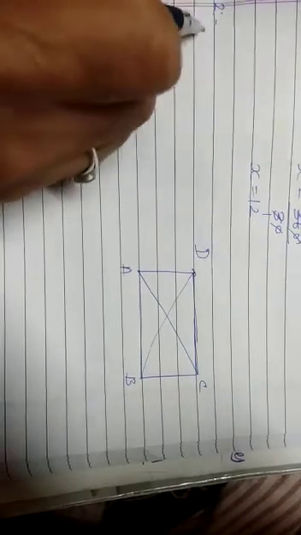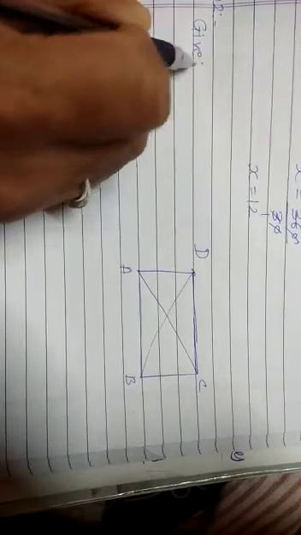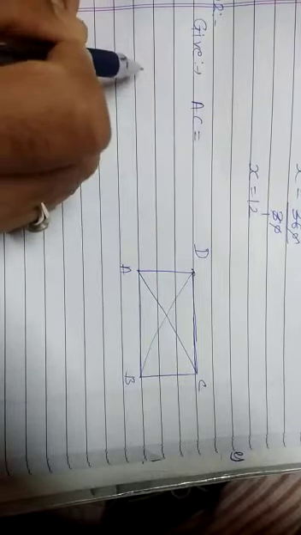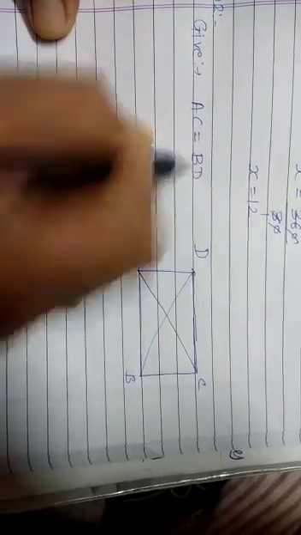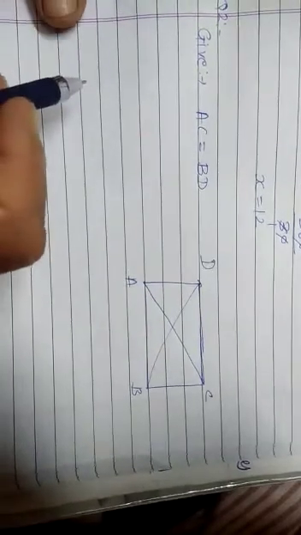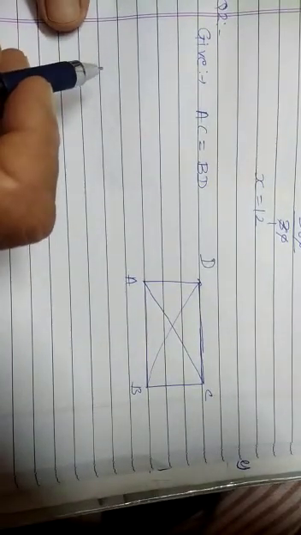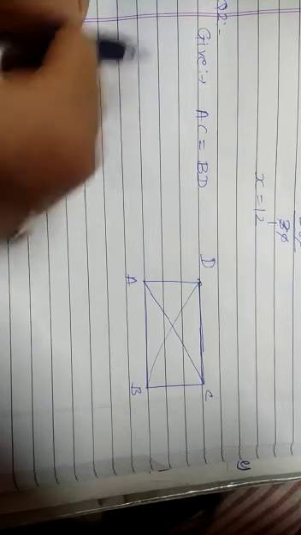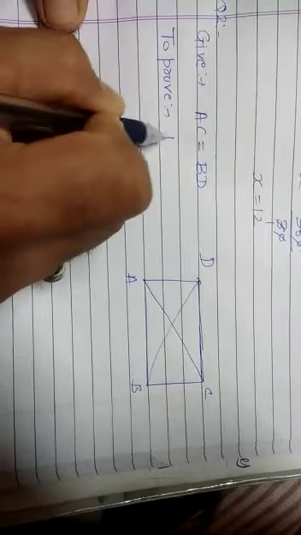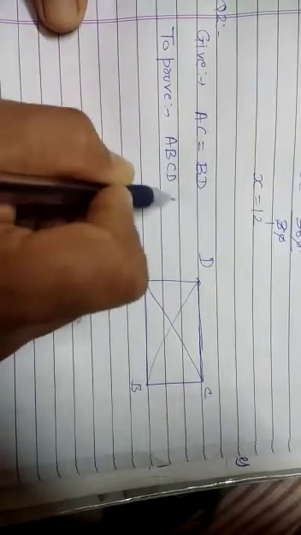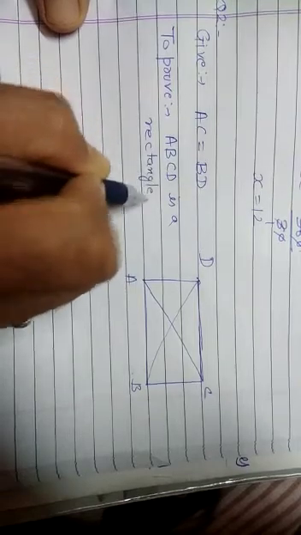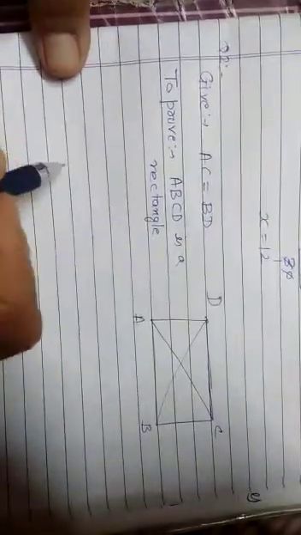Given: AC equal to BD. Diagonal AC is equal to diagonal BD. Now, what do we have to prove? To prove: ABCD is a rectangle.